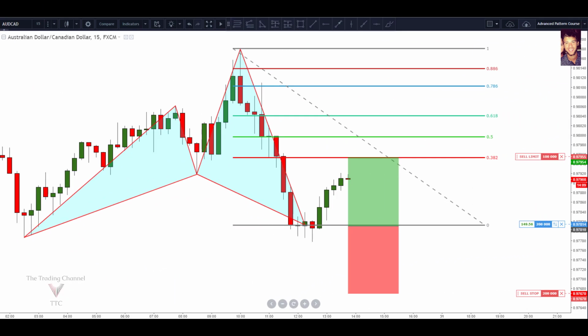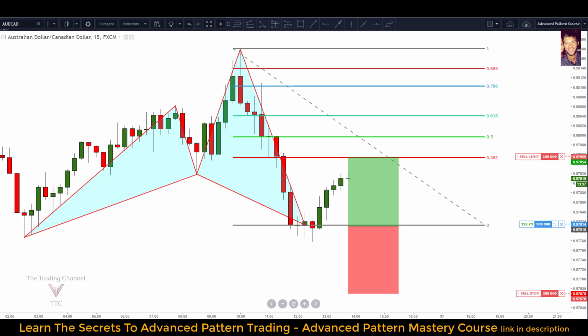So here we are back on that advanced pattern trade from the beginning of the video. This was an advanced cipher pattern we took a look at before the intro on the Aussie Canada. And as I said before the intro, advanced patterns are one of my other favorite ways to trade using Fibonacci retracements and extensions, because they can produce some pretty accurate trading opportunities. The cipher pattern, for instance, can have an accuracy up to 70 to 75% when traded on the correct pairs and with the correct ratios.